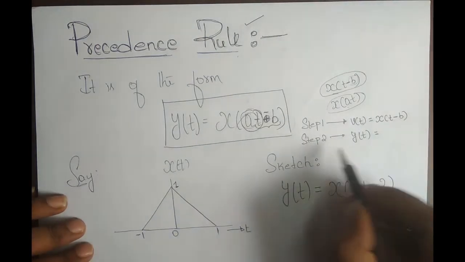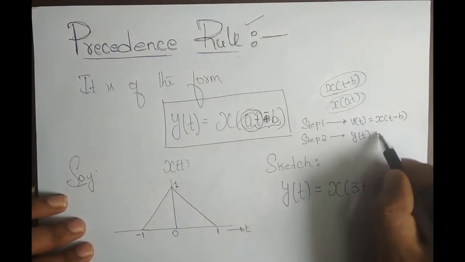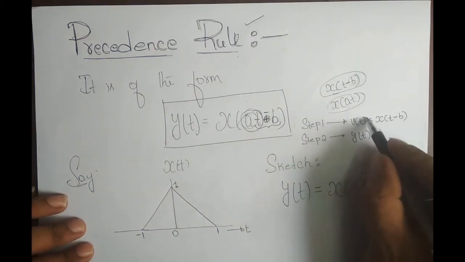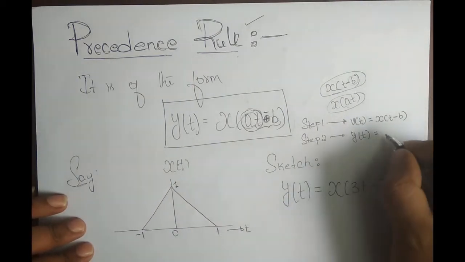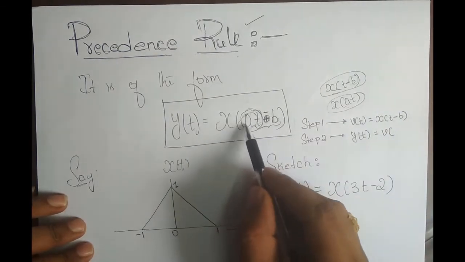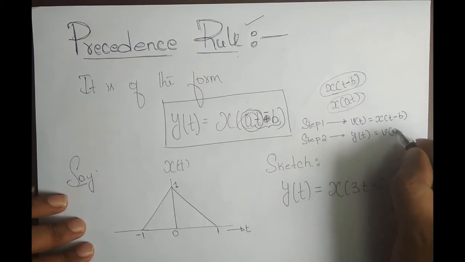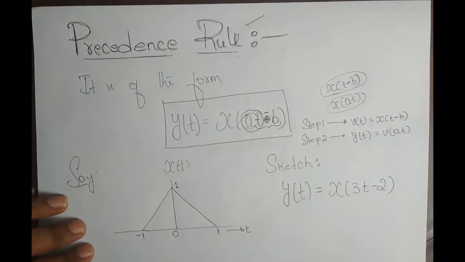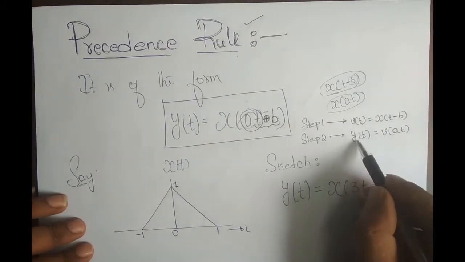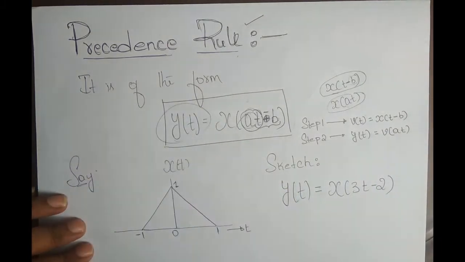Okay, so I repeat again, step 2 involves the scaling part, and while you are scaling the signal, you have to scale your intermediate signal, which is v of t. Which is the scaling operation here? A, right? So v of a into t. y of t is equal to v of a into t. So this will give you your resultant sketch of y of t.